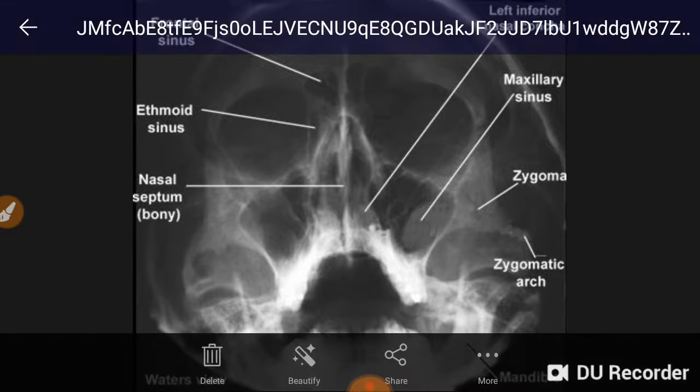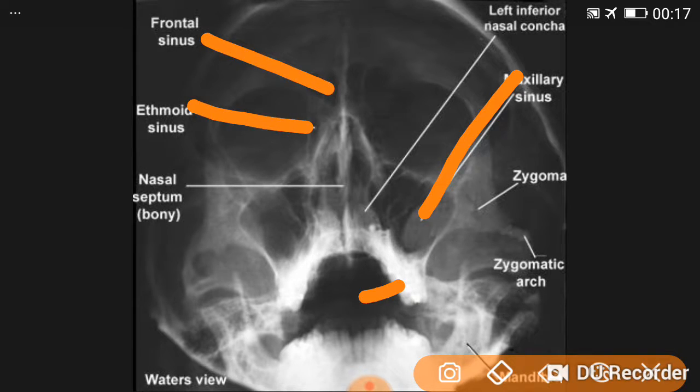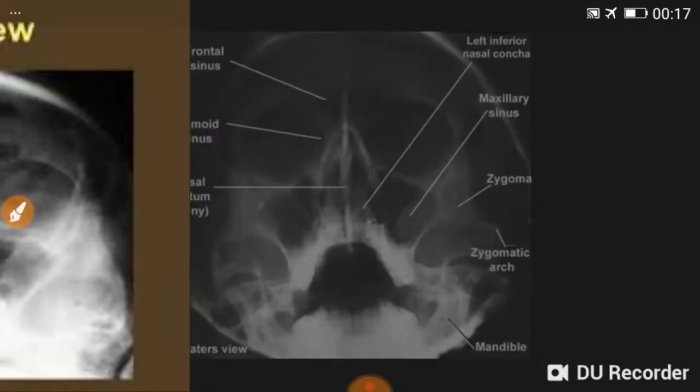What is the Waters view? In Waters view, the mouth is closed. We see the maxillary sinus, the frontal sinus, and the ethmoid sinus are visible, but the sphenoid sinus is not visible here. This is with closed mouth, but with open mouth the sphenoid sinus is visible. This is Payer's view. Okay, we will discuss later.